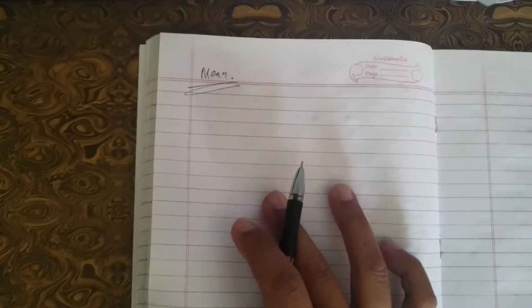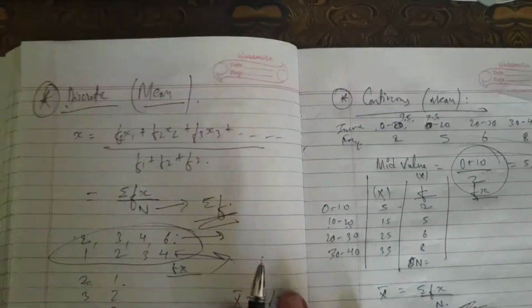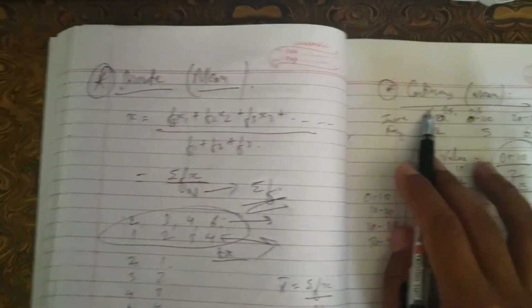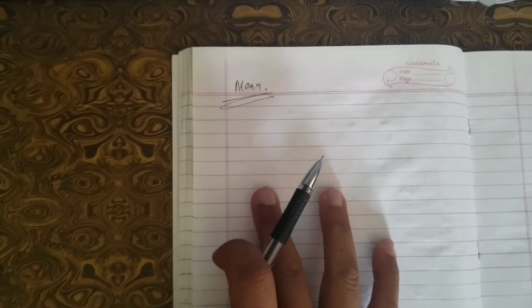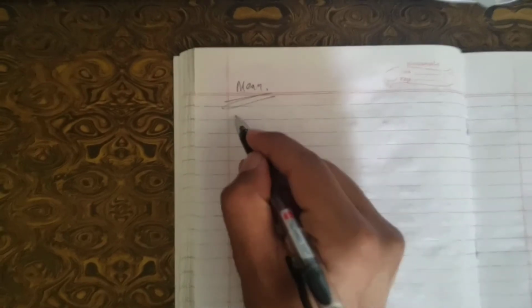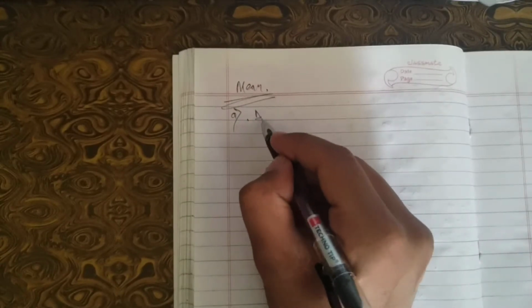So we are still talking about mean, okay? As we have discussed earlier, there will be three different kinds of series. It will be individual, then discrete, and then you'll have a continuous series, right? And within the continuous series as well, there are different methods of solving. The first will be your normal method, the direct method, you could say.